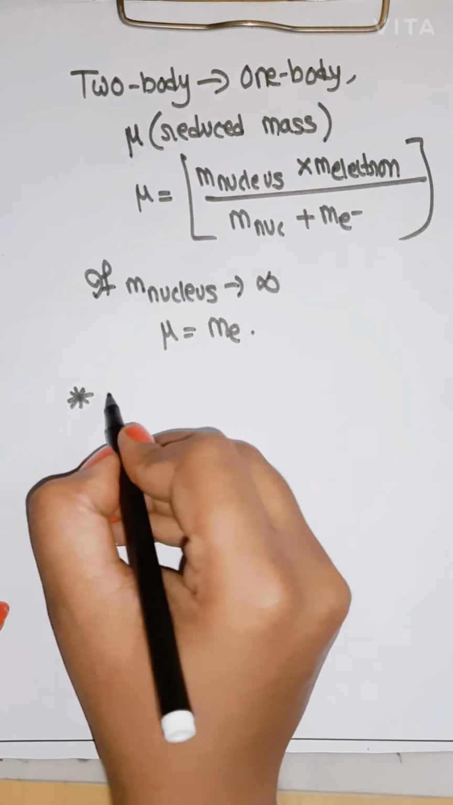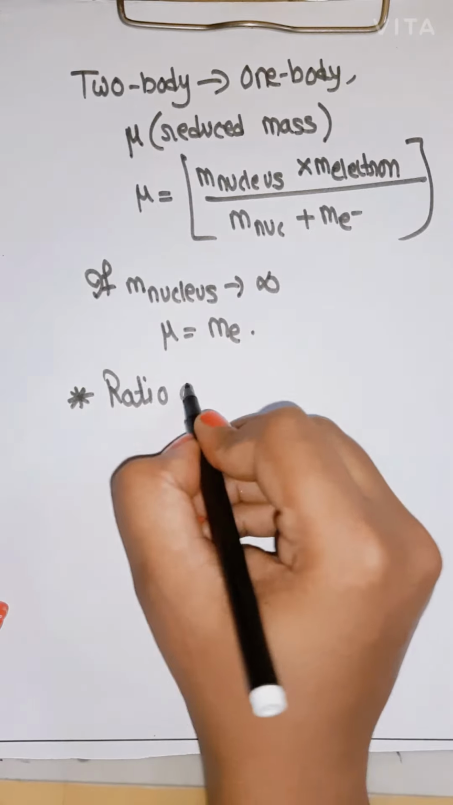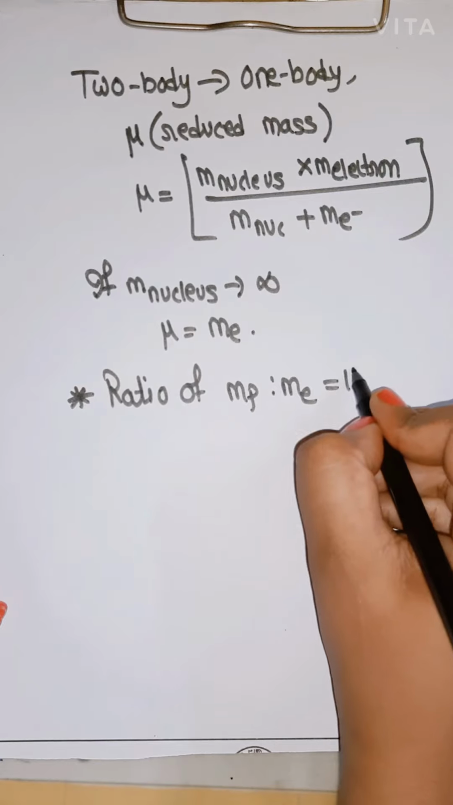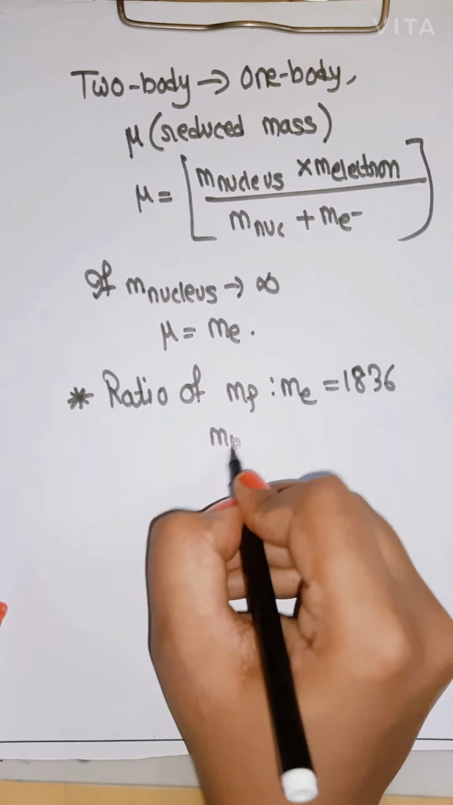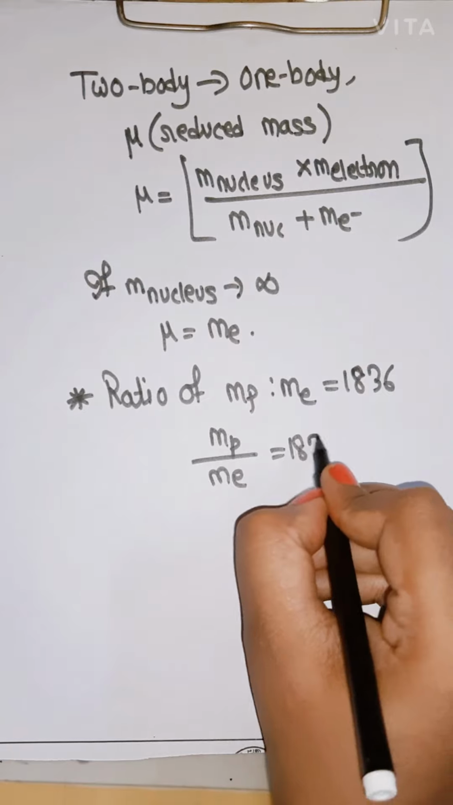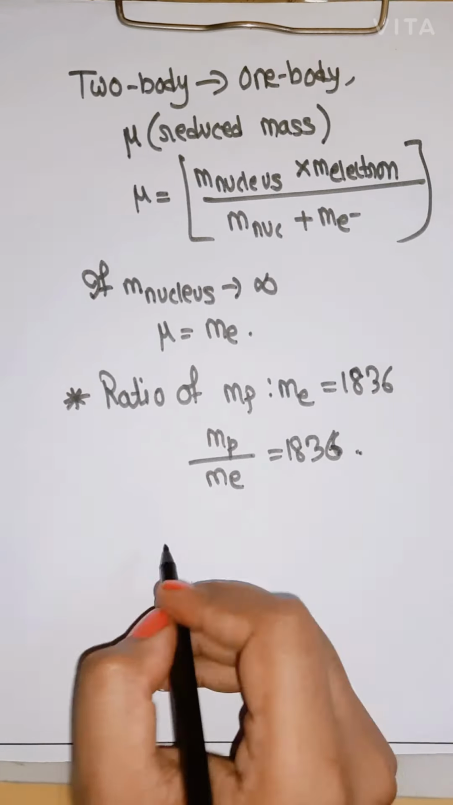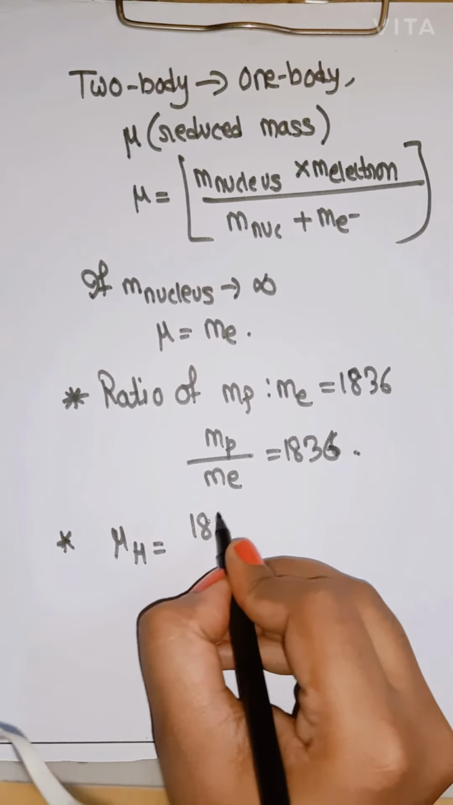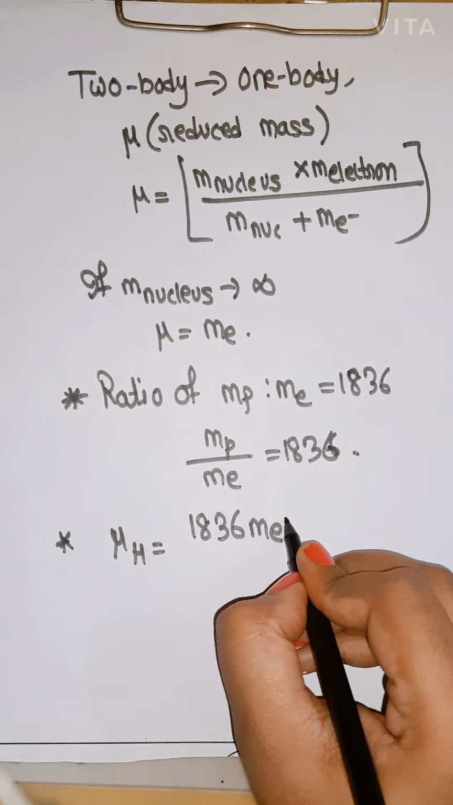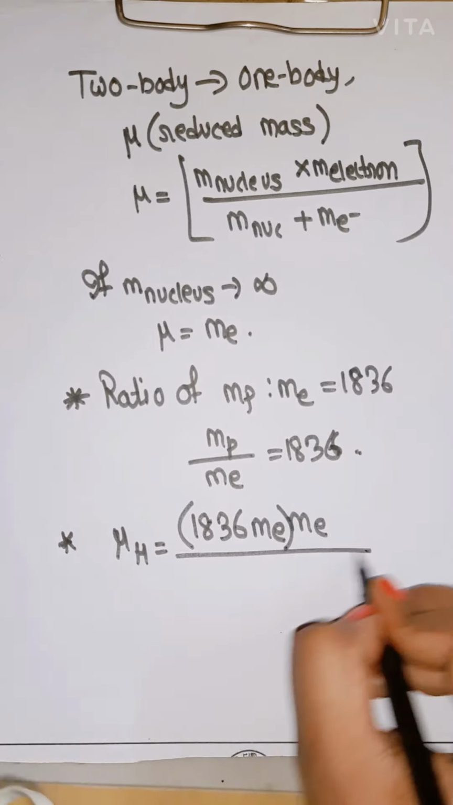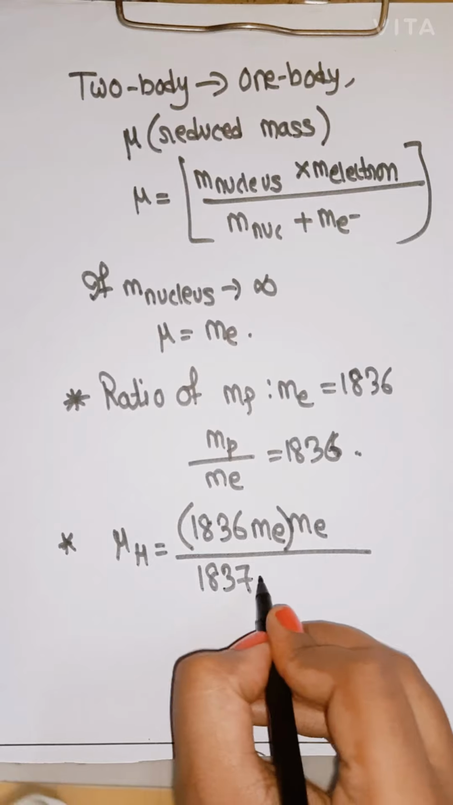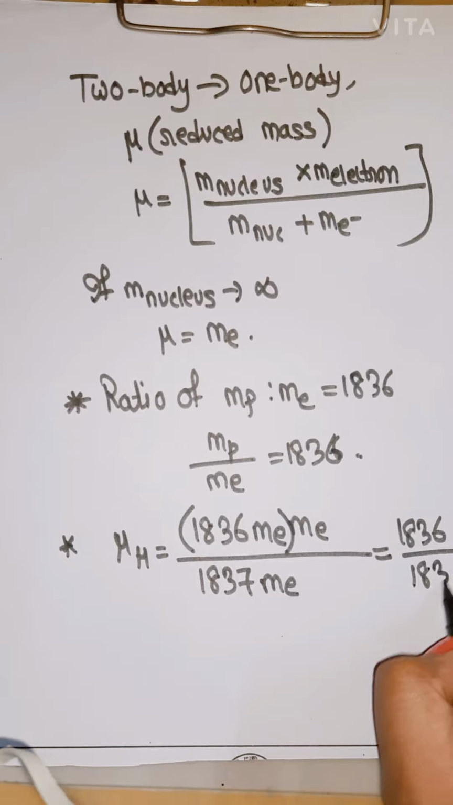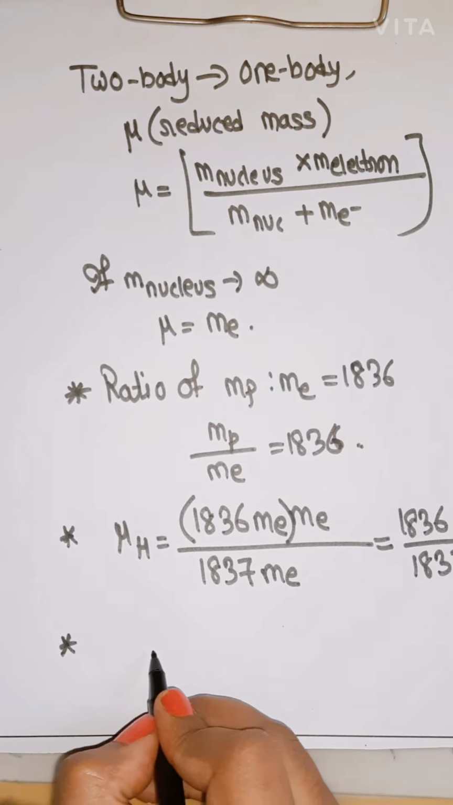We have to remember one more thing, that the ratio of the mass of proton to the mass of electron is equal to 1836. For hydrogen, if we calculate it, then 1836 Me times Me by 1837 Me is equal to 1836 by 1837 energy.